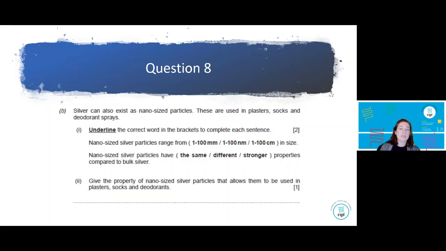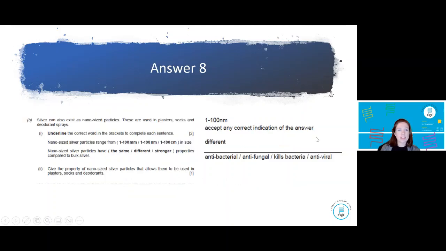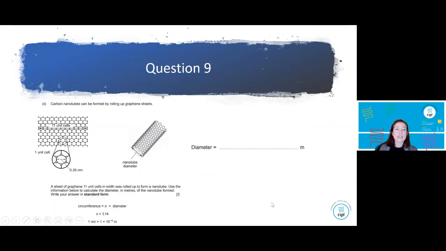Okay, so let's have a look at the answers. So nano-sized silver particles range from 1 to 100 nanometers. They have different properties compared to bulk silver. And finally, the property that allows them to be used in plasters, socks and deodorants is, of course, that they are antibacterial, antifungal, kills bacteria, antiviral. One of those would be fine. Okay, well done if you got those correct. We've got 2 questions remaining.